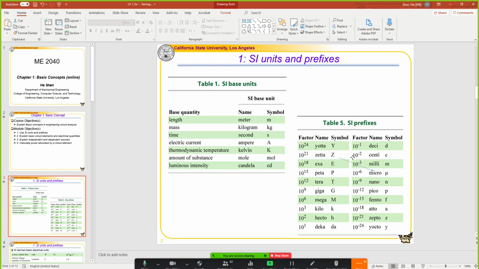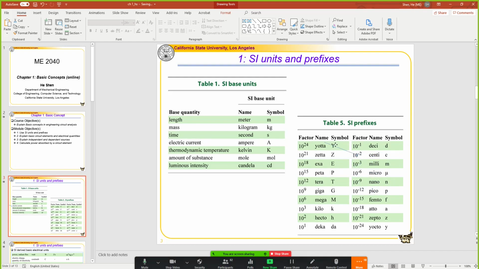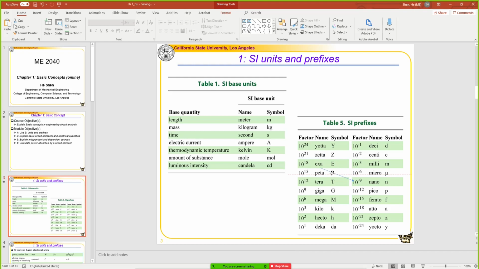These few over here in the other column, which are on a smaller scale, are also very commonly used. For example, 10 to the power of -3 is milli. 10 to the power of -6, micro. 10 to the power of -9 is nano. And 10 to the power of -12, that's pico. And these few are not very commonly seen, at least in circuit analysis. Most of the time, we don't really need to use quantities at that level, at least for this class.